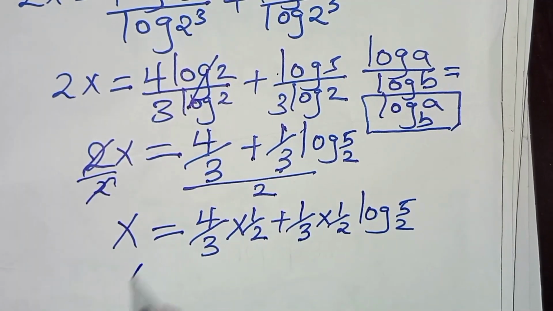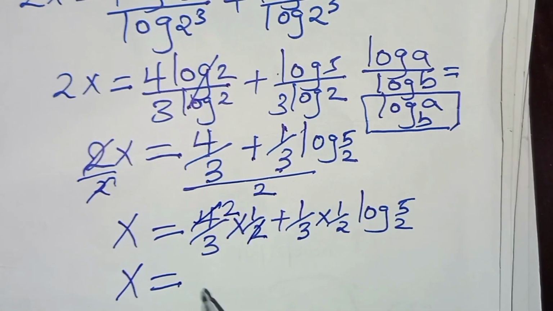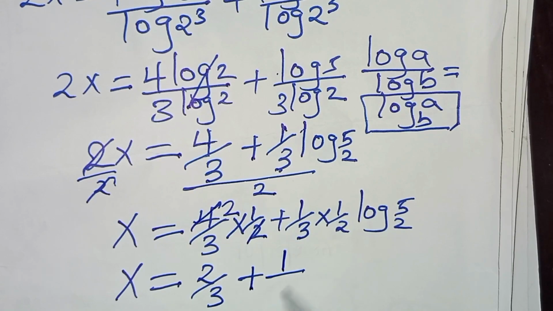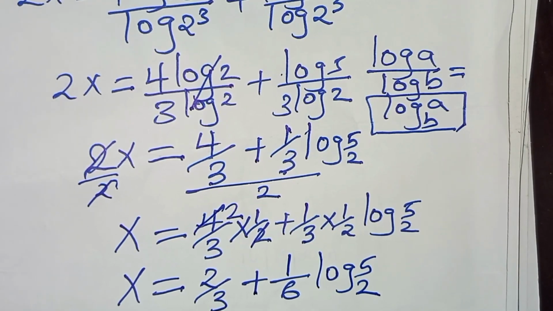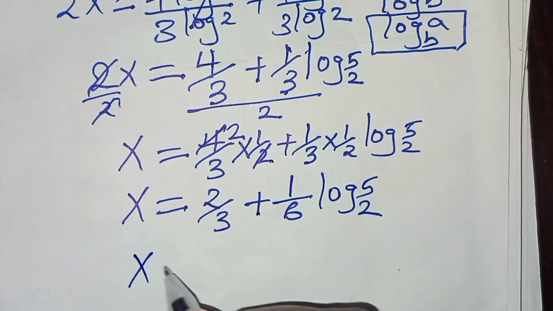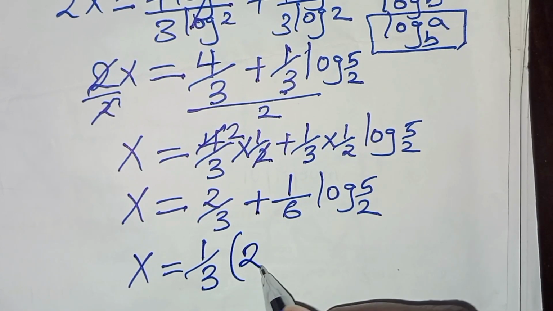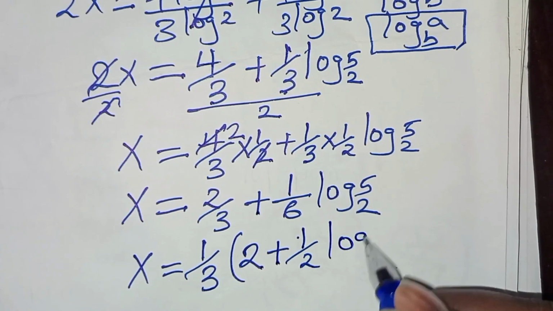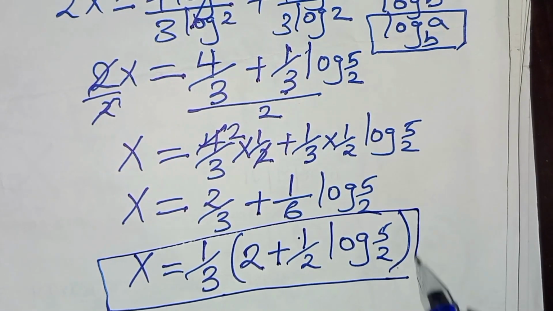Now we will have the value of x as, now let's simplify here. 4 divided by 2, this is 2, so we'll have 2 over 3 plus 1 over 6 log 5 to base 2. Now from here you find that a third is common here, so we can factor out a third, so that we'll have a third, 2 plus half log 5 to base 2. So this is the value of x.